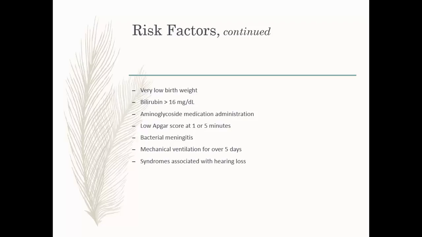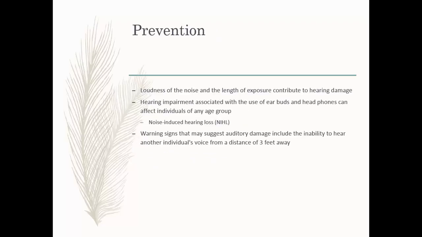Other risk factors are very low birth weight, less than 1,500 grams, bilirubin of greater than 16 milligrams per deciliter, aminoglycoside medication administration for more than 5 days, a low APGAR score at 1 or 5 minutes, bacterial meningitis, mechanical ventilation for over 5 days, and then some of your syndromes associated with hearing loss are going to be Down syndrome, Pierre-Robin syndrome, and Arnold-Chiari malformation, which is just a malformation in the brain.